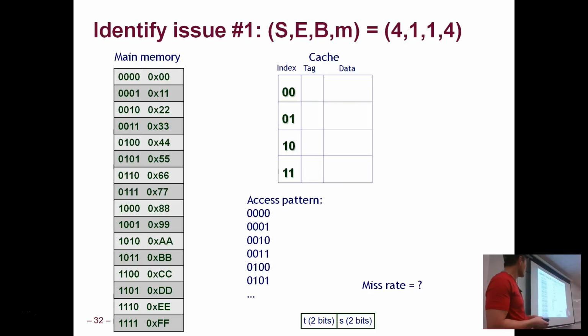So, identify issue number 1. Here is your access pattern: 0, 0, 0, 0, then 1, then 2, then 3, then 4, then 5. What is the miss rate on this? A lot. Put a number on it, though. 100%, yeah, because they're all different. You're sequentially accessing it, so you will fill up and miss on 0 through 3. And then when you get to 4, you'll be back up here, and then you'll miss again.